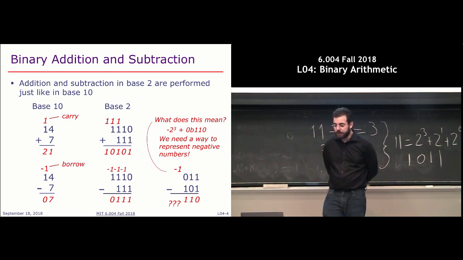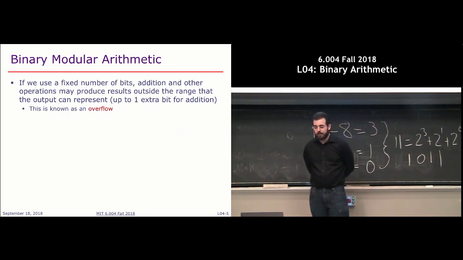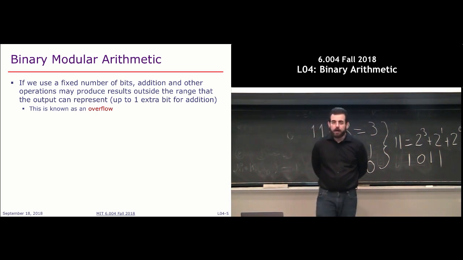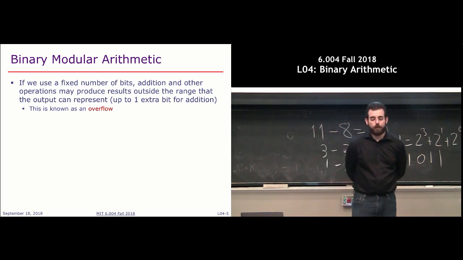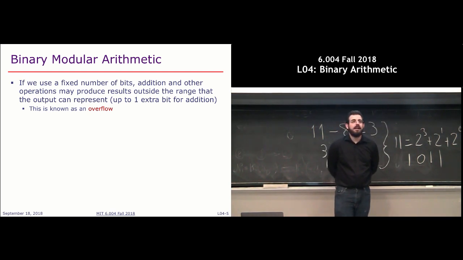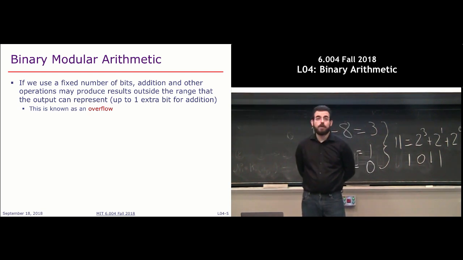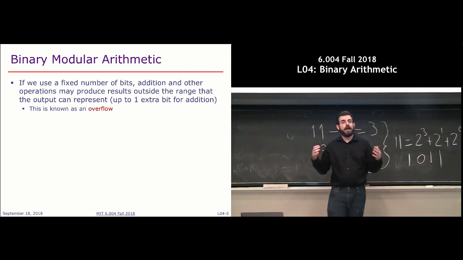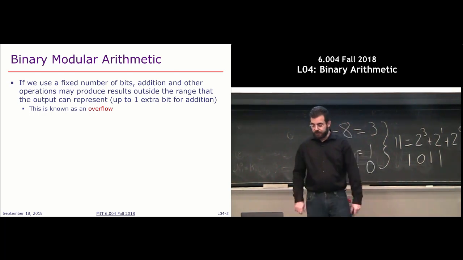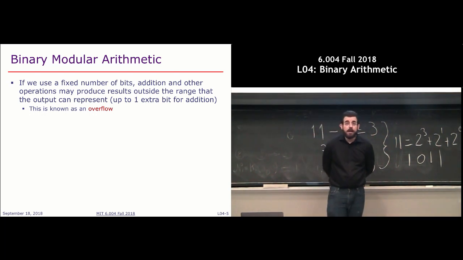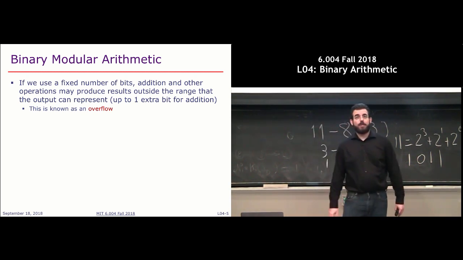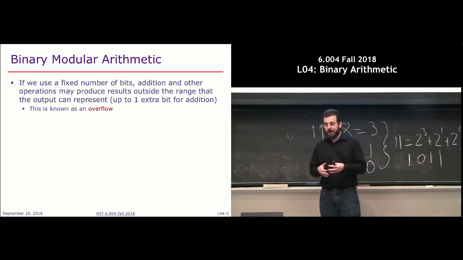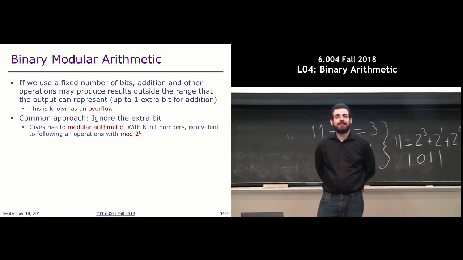But before we do that, I want to talk a little bit about what we call binary modular arithmetic. And so in general, you want to use a fixed number of bits to perform operations. And so if you use a fixed number of bits, addition and basically all other operations, so subtraction, multiplication, are going to generate some extra bits that are going to be out of your range for some input values. When you get bits out of the range that you can represent, this is called an overflow. You're essentially going out of range.